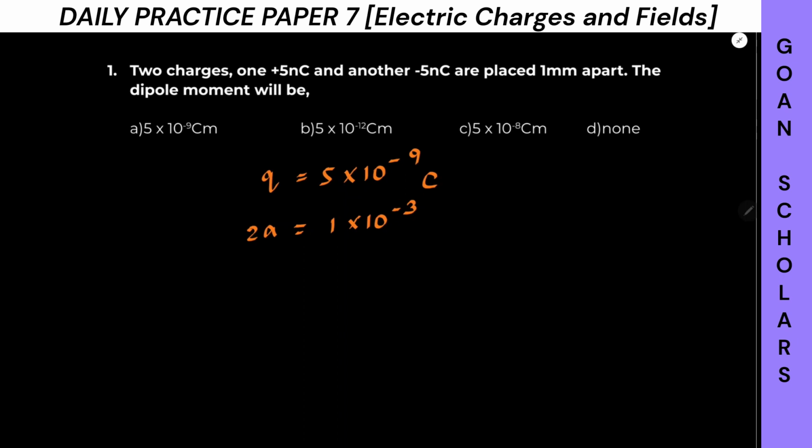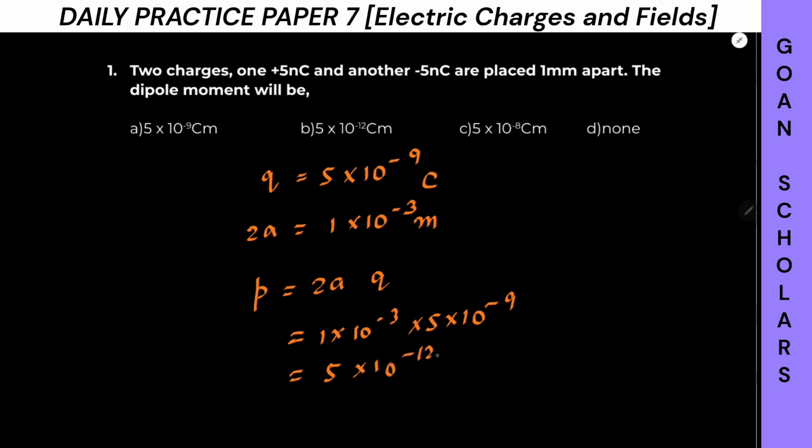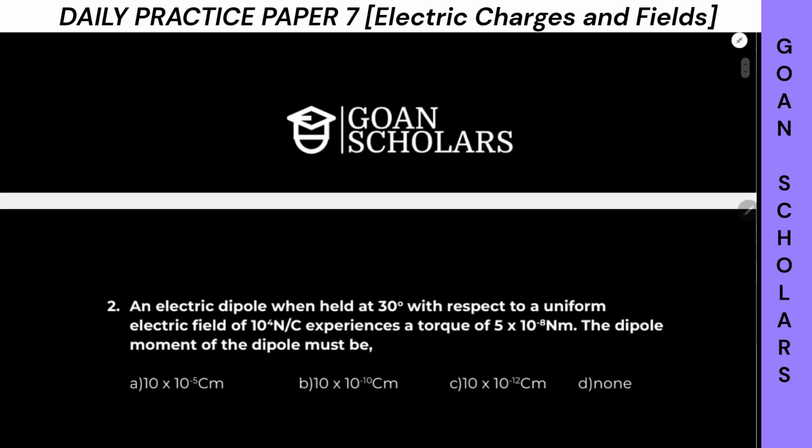Why minus 3? Because it's millimeter, so you have to convert it into meters, and the dipole moment P will be equal to 2aQ. Now what is 2a? 1 into 10 to the power minus 3, and what is the charge? 5 into 10 to the power minus 9. So this will give us 5 into 10 to the power minus 12 coulomb meter. So the correct answer is option B for question number 1. Let's move to question number 2.